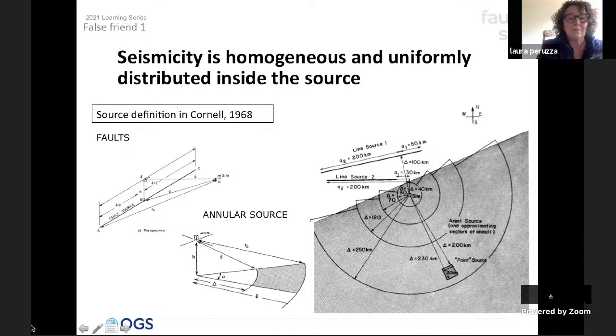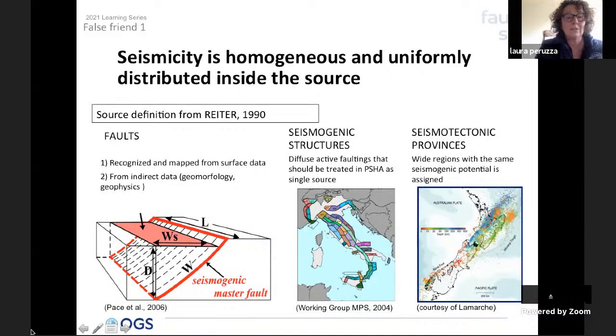So starting from the very first definition done by Cornell in 1961, where faults were simple lines and points and area sources were annular sources representing the distance with respect to the site. Moving to a more geologically oriented definition of sources given by Reiter in 1991, where faults were objects recognized in the field, by surface data or from indirect data like geomorphology or geophysics. Seismogenic structures, where diffuse active faulting can be treated in a single area as a single source, ending up with the seismotectonic provinces, where we have a wide region having the same seismogenic potential to be assigned.